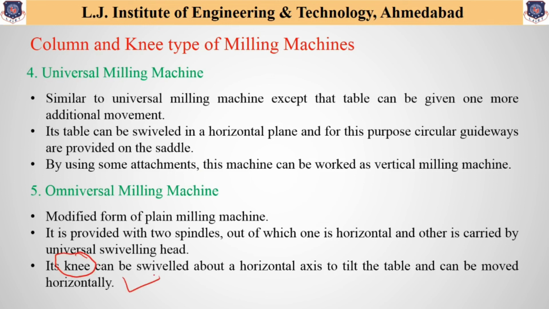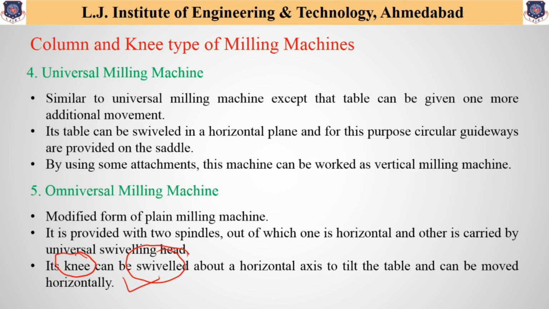In our previous machines, we have not discussed the swiveling motion of the knee because the knee can only and only be moved in up and down direction on the column. But in the omniversal milling machine, in addition to up and down movement, one extra movement, that is the swiveling movement about the horizontal axis, can also be obtained. So this is the difference of the omniversal milling machine compared to all other milling machines.